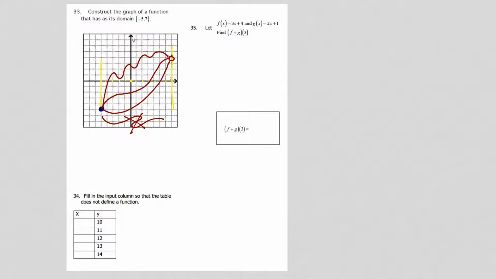And on to 34, what we want to do is fill in the input column right here so that the table does not define a function. So let's just start picking some numbers here. Now, it doesn't matter which one you pick. Just start someplace. Maybe we start with a 1.